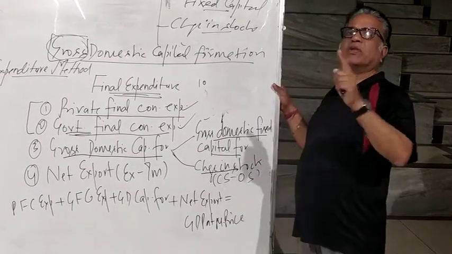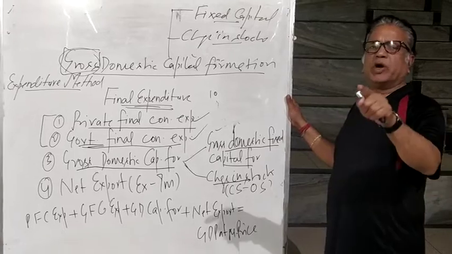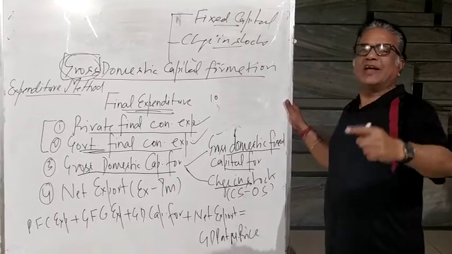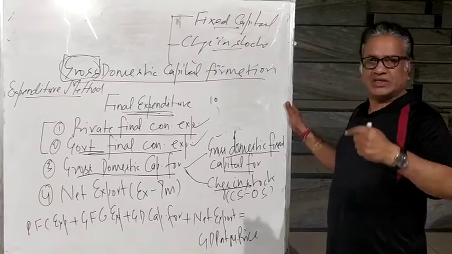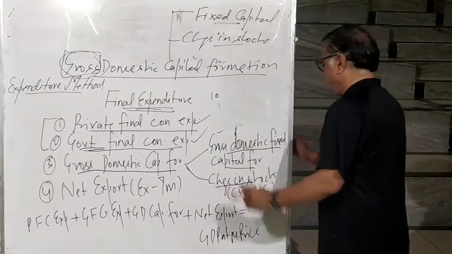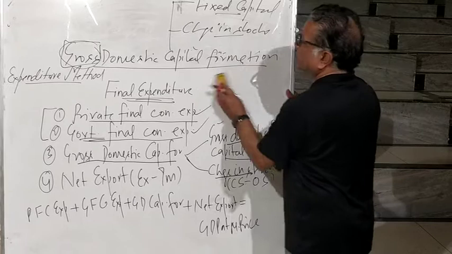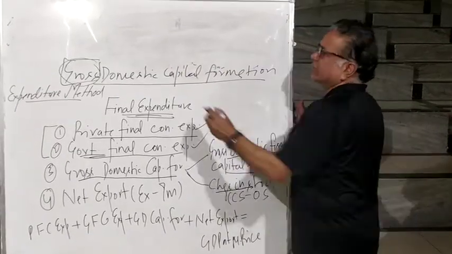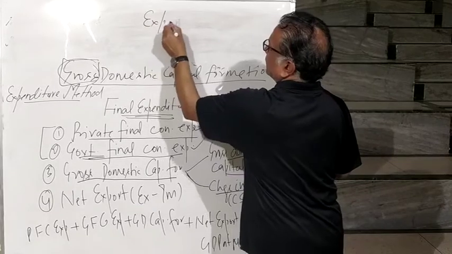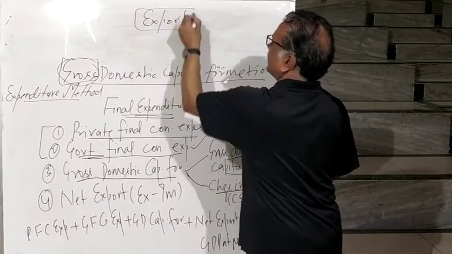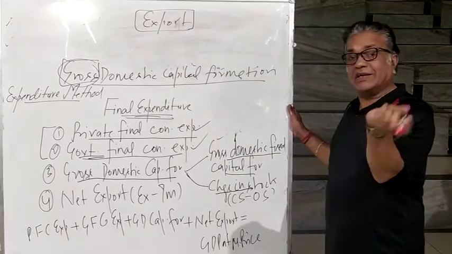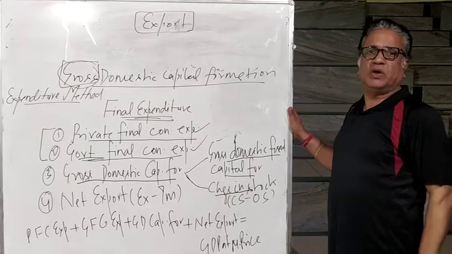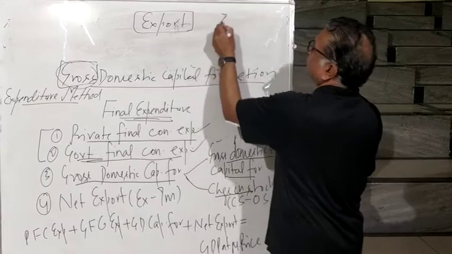The third expenditure over the final goods and services produced within the country is made by the rest of the world. When the rest of the world is going to purchase our goods and services, that is called export. What do you call it? Export. But at the same time, we are also purchasing goods and services from the rest of the world. What do we call it? Import.